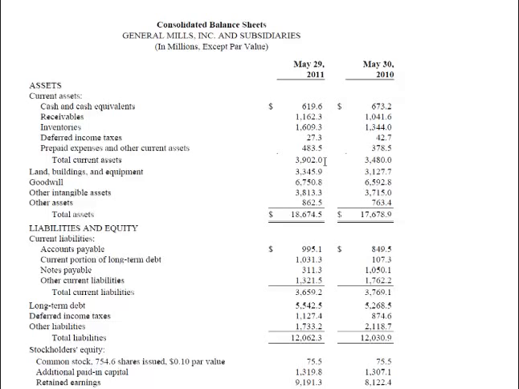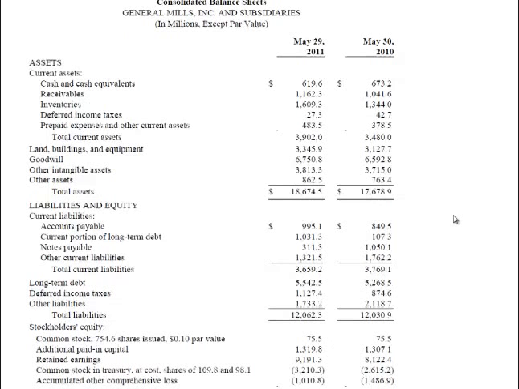And then the non-current assets: land, building, and equipment, goodwill, which we'll talk about in a later chapter, other intangibles, which we'll talk about in a later chapter, and then other assets that they don't identify. So these all add up to be the total assets for General Mills. And that has to equal their liabilities plus equity.